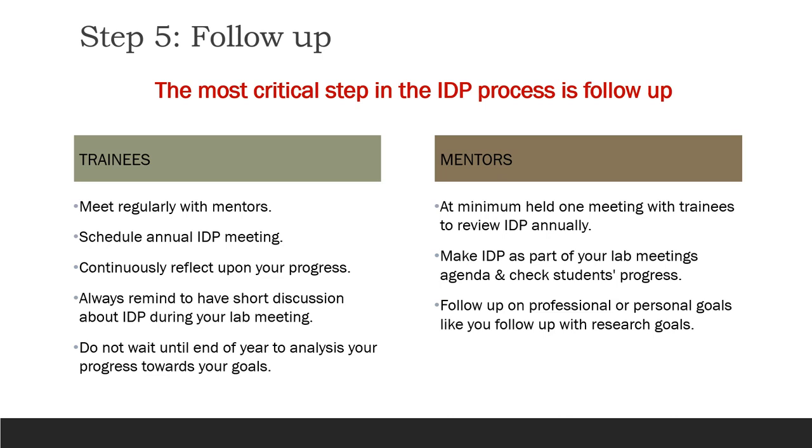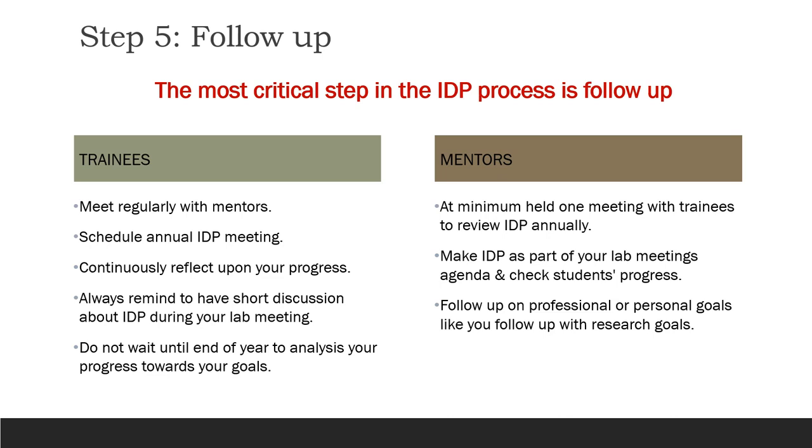Always remember to have a short discussion during your lab meeting about the IDP, how things are going. And don't wait until the end of the year to analyze your progress toward your goals. It is better to analyze all your goals at least once every 3 months, then you know where you are lacking, where you need to prioritize, and so on.